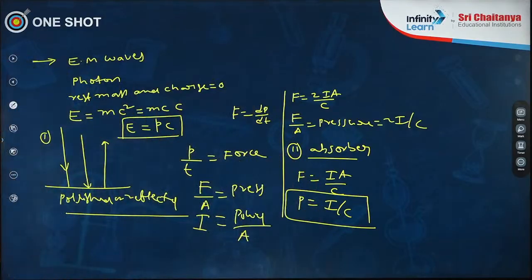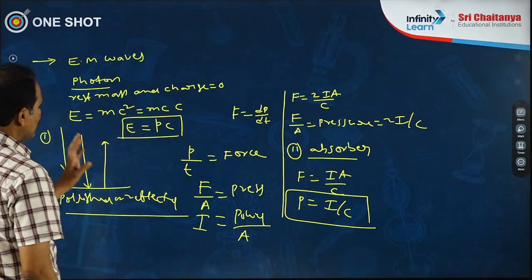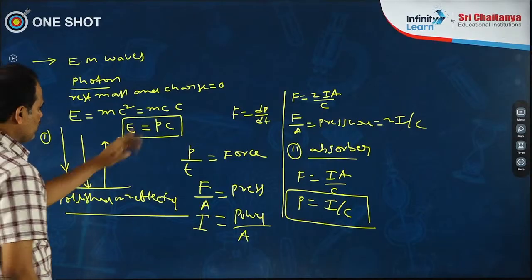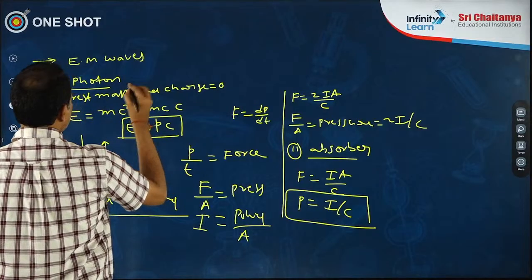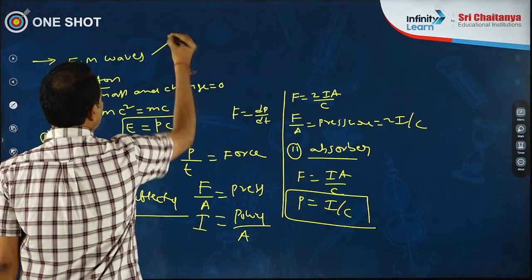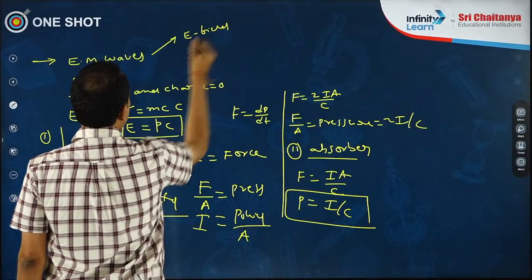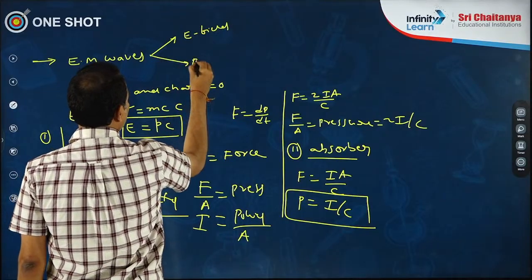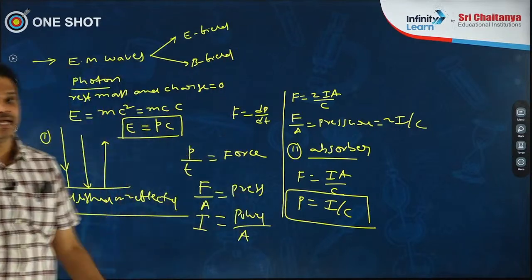Right. Once that is completed, in electromagnetic waves the responsible particle is the photon. Photon rest mass and charge are 0. Energy of the photon is equal to p into c. Any electromagnetic wave propagating in a medium has an E field, meaning the electric field, and a B field, meaning the magnetic field. Electric field is there and magnetic field is there.